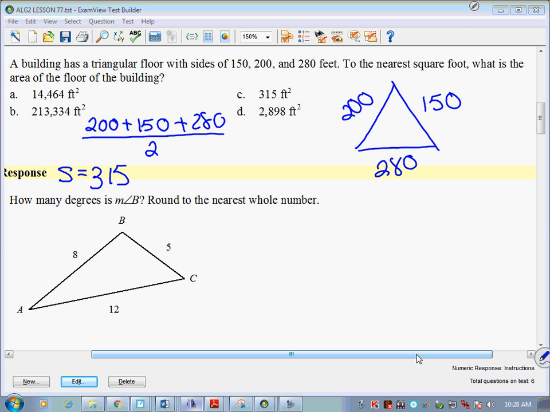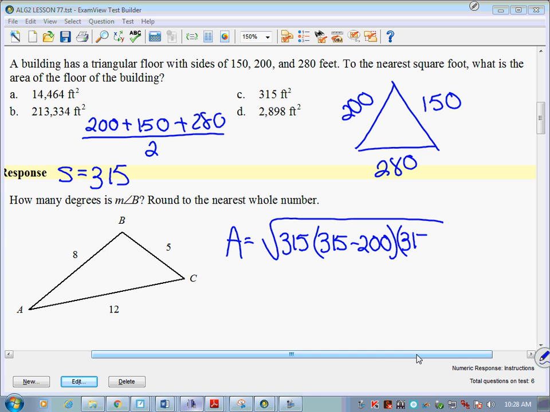200 plus 150, so we got 350 there. 350 plus 280 divided by 2. Did you see your mistake? Okay. So we got S equals 315. All right, after that, area equals what inside the square root? What am I going to write? 315 times minus what? 200. It really doesn't matter because I'm going to do this 3 times, right? 315 minus what?